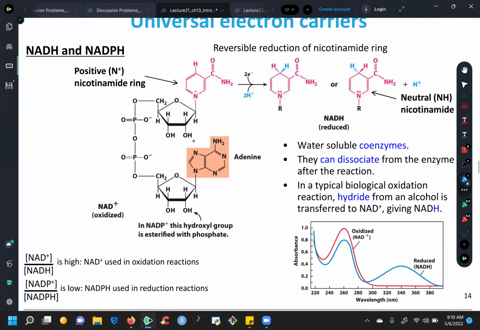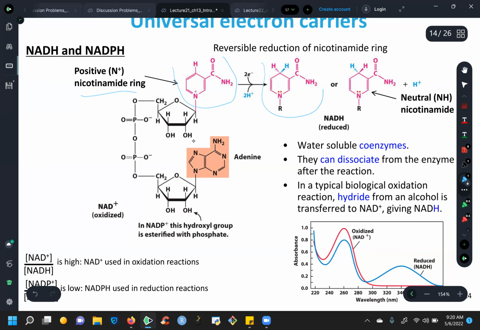NADH has a nicotinamide ring. This looks complicated, but it's really not that bad. If you look at this one and then this one, all we have to do is look at the extra hydrogen here. That means there's an extra electron. So this is NADH, which is only partially reduced, because this right here is the fully reduced form, because there are 2 electrons, this one and this one.